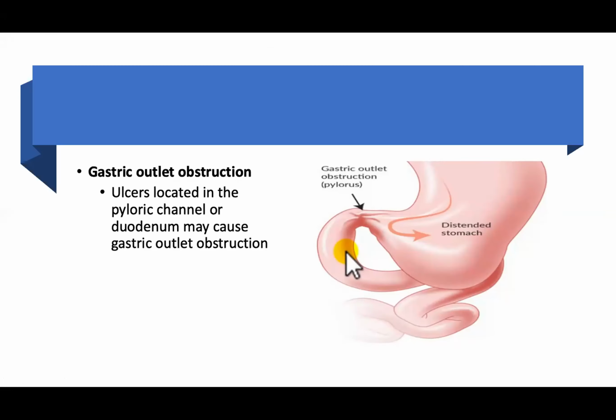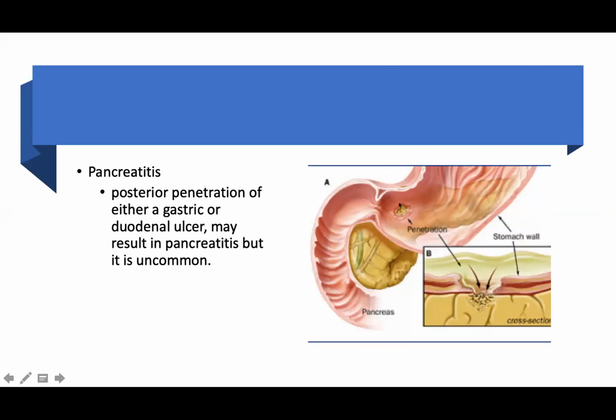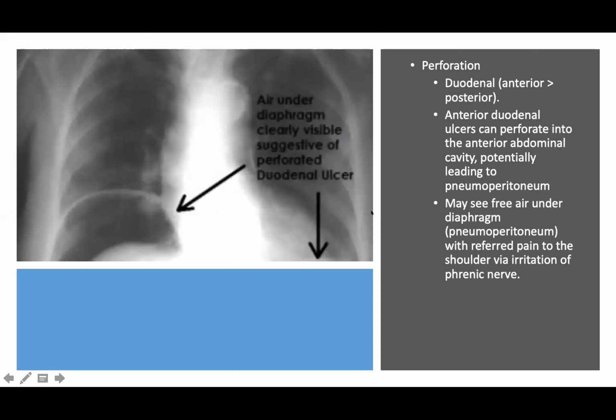Now, lastly, we spoke about penetration to the posterior surface, but if it goes to the other side, anteriorly, it will perforate into the peritoneal cavity. So what we'll have is a perforation. The patient will present with peritoneal signs, rigidity, acute abdomen, pain, etc.